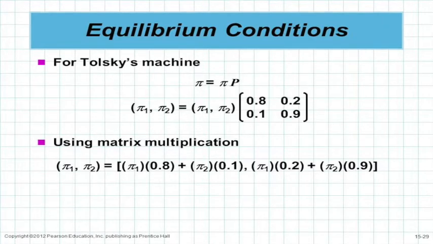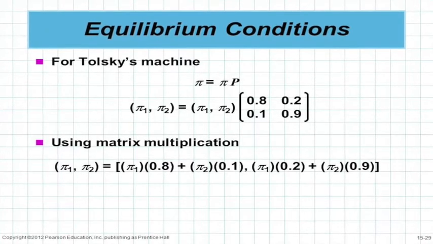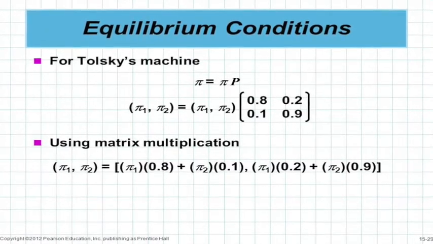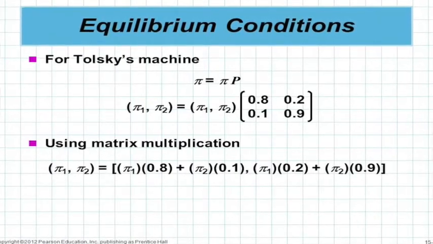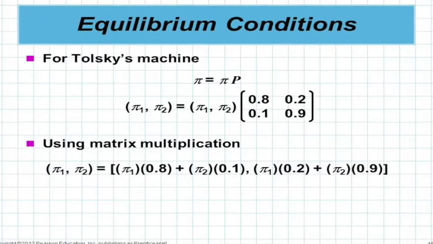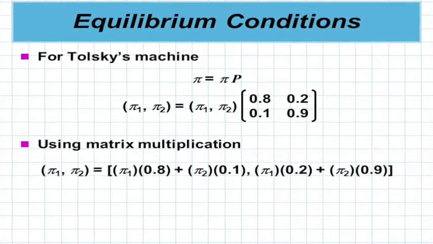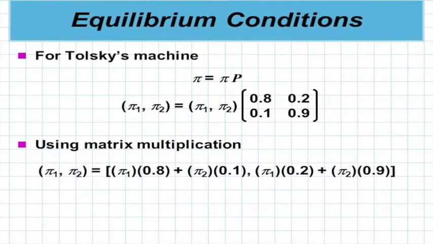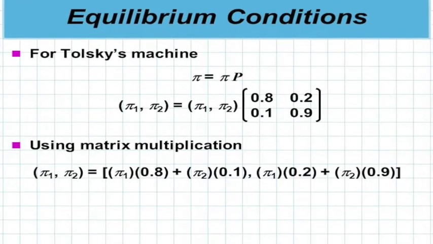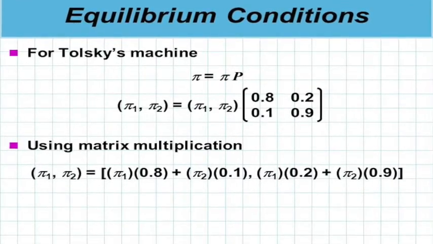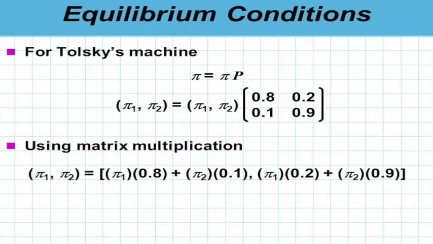Equilibrium conditions for Tolsky machines. P equals P multiplied by P. P1, P2 equals P1, P2 multiplied by 0.8, 0.2, 0.1, 0.9. Using matrix multiplication, there is the result: P1, P2 equals P1 times 0.8 plus P2 times 0.1, and P1 times 0.2 plus P2 times 0.9.